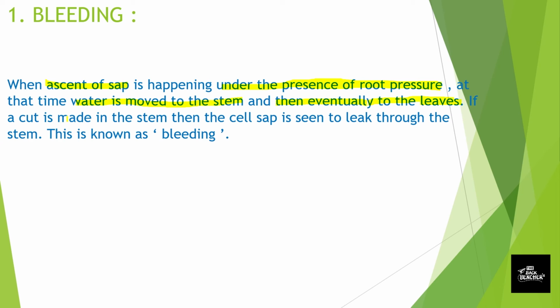If a cut is made in the stem, then the cell sap is seen to leak through the stem. This particular phenomenon is known as bleeding. Plants do not have blood. Plants have cell sap instead. Human beings have blood. So if a cut is made in human beings, then blood flows. Similarly, when a cut is made in a plant stem, cell sap flows. Because for plants, their blood is cell sap. So for plants, their blood is in the form of cell sap.